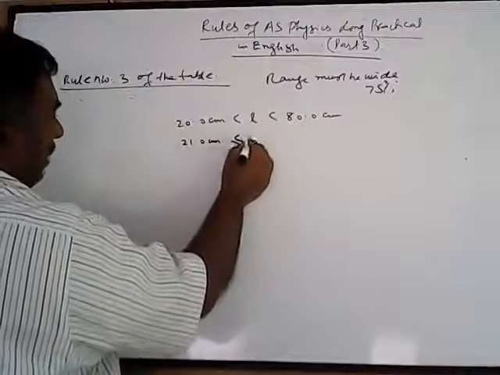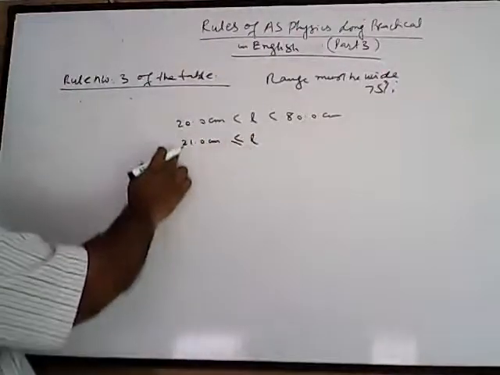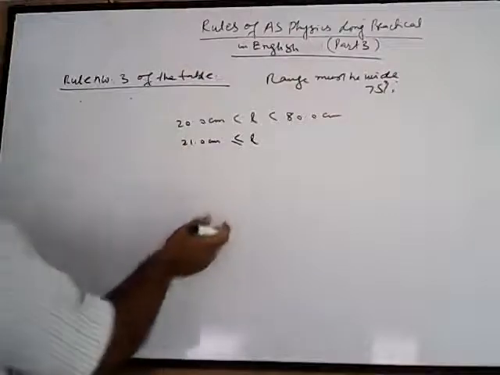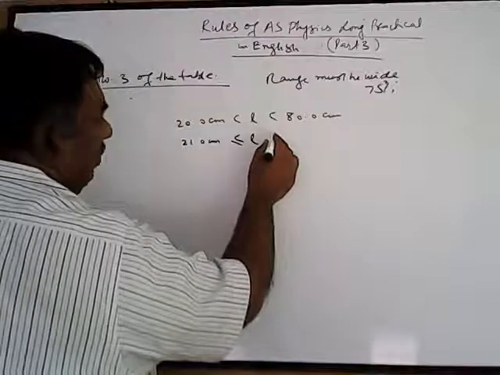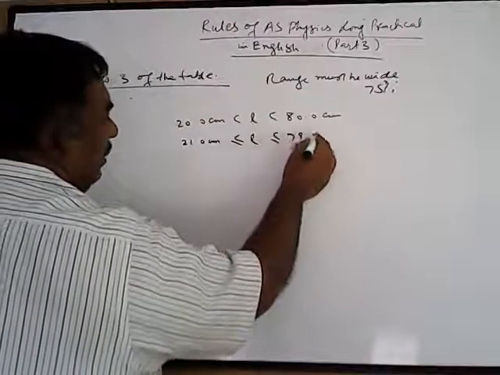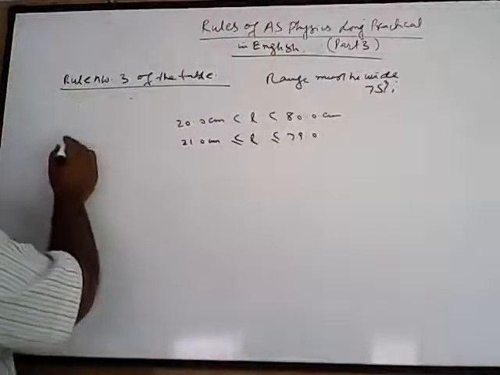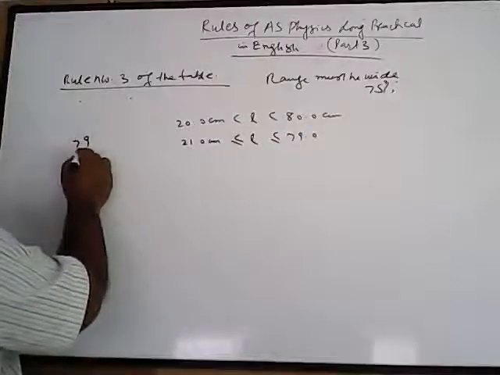I can set my own value. It's very close to 20, just after 20, so 21. And at the other end, since it must be less than 80, I can bring it to 79.0. Then I will see whether it is divisible exactly by 5 or not: 79 minus 21.